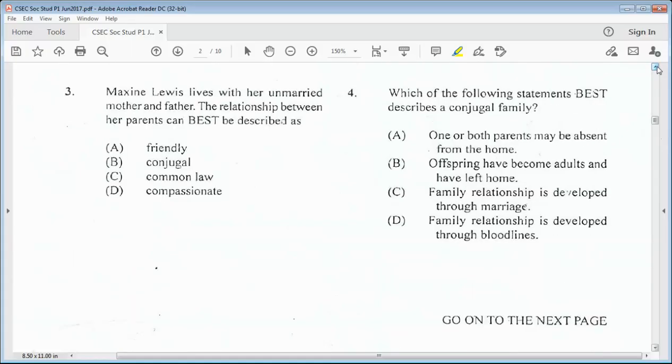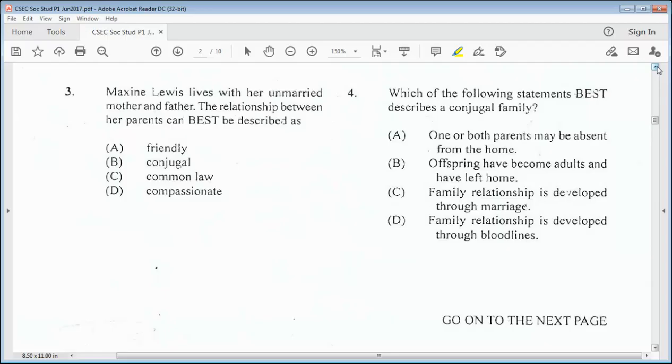Here it says, Maxine Lewis lives with her unmarried mother and father. The relationship between her parents can best be described as A, friendly, B, conjugal, C, common law, D, compassionate. Well, using the method of elimination, we can take out A. Notice some key terms: unmarried.